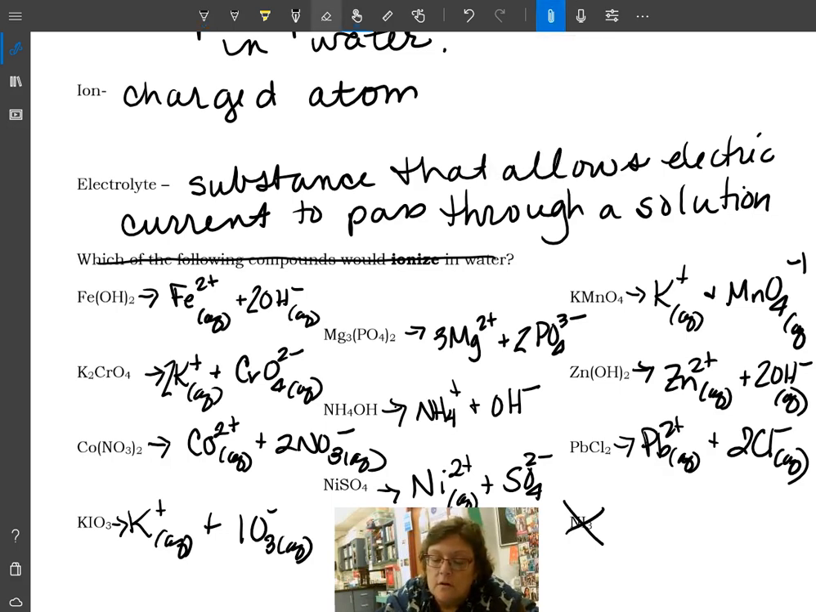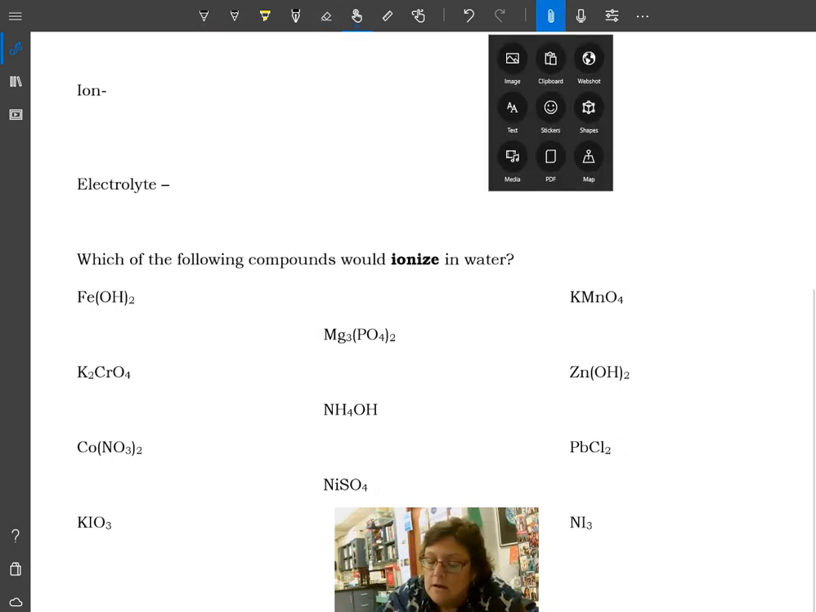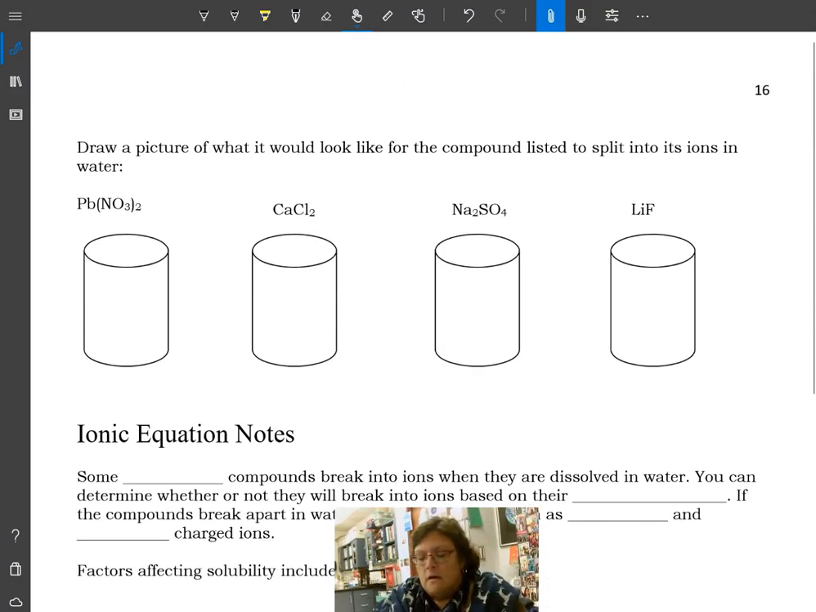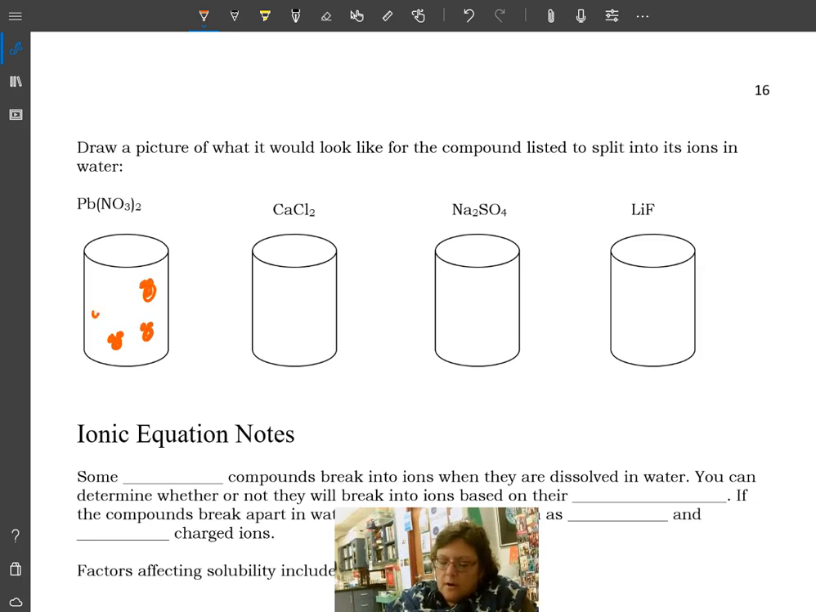First of all, I've got to erase the text. And now we're going to add another page in. And here it is. So, it says draw a picture of what it would look like for the compound to split into its ions. So we need to have water molecules in here to begin with. I'm going to use red for my water molecules. And water molecules, of course, have 2 hydrogens and an oxygen. They look like Mickey Mouse, which is why I like to wear the Mickey Mouse ears when I talk about water molecules.